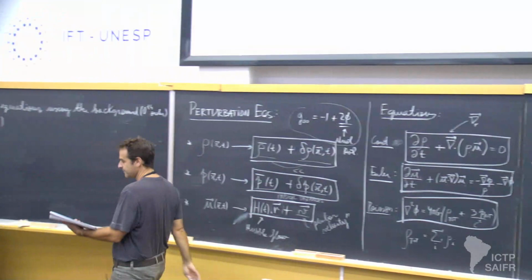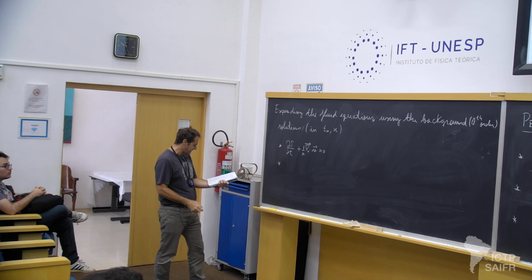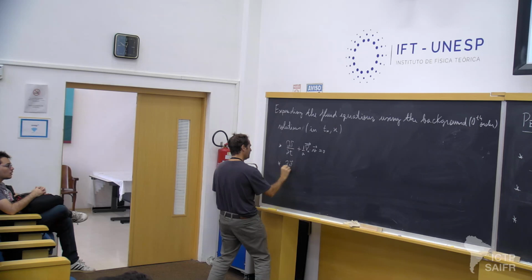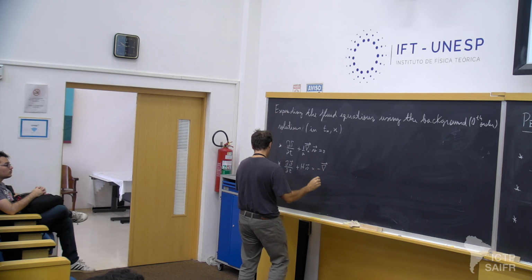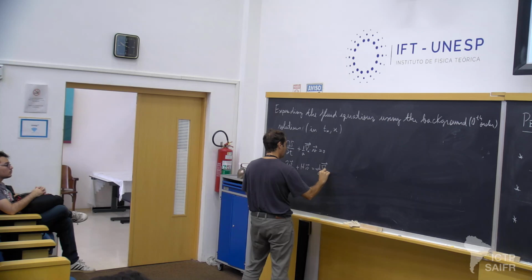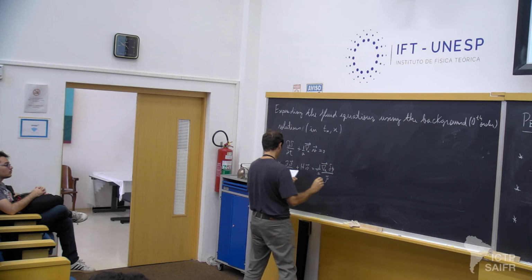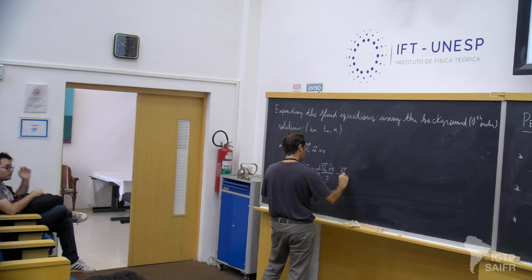The other equation that we have here is for the velocity field, where there are many cancellations that happen. So d v dt plus h v equals minus 1 over a gradient of delta p over rho bar, minus 1 over a gradient x of phi.